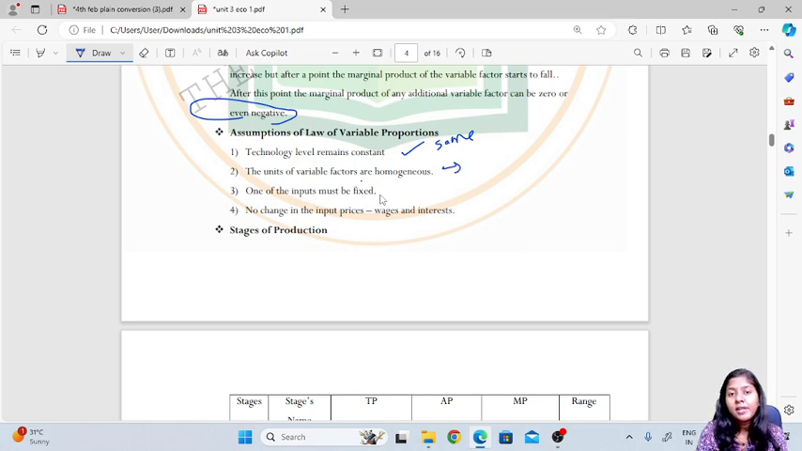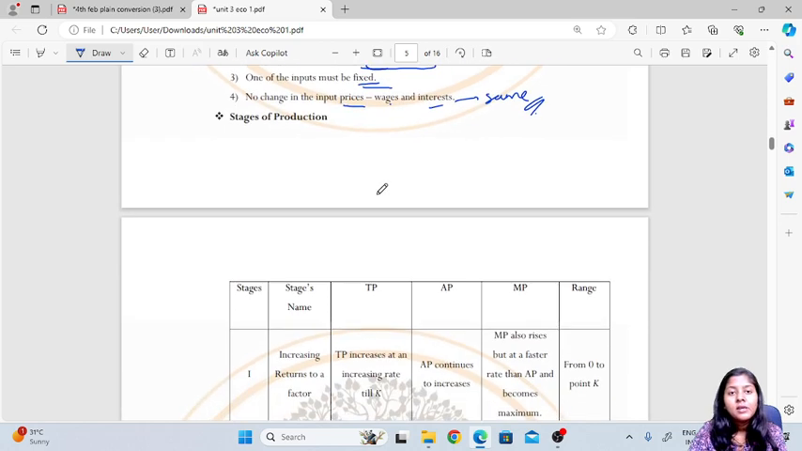The units of variable factors are homogeneous, the same in their features. One of the inputs should be fixed, and there is no change in the input prices, wages and interest. So wages, interest, everything is going to be the same.